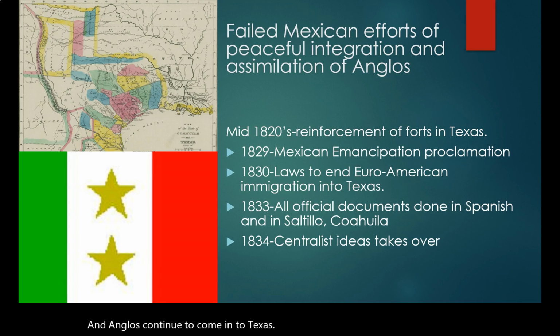By 1833, the Mexican government forces people in Texas to go to Saltillo in Coahuila, south of Texas, to do business. And the Mexican government combines Texas and Saltillo into one state. And the capital of this territory is in Saltillo. And that way, Anglo-Americans who are in Texas get to see the Mexican population and get reminded that they're in Mexico.